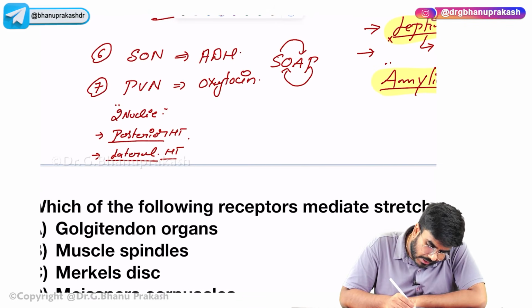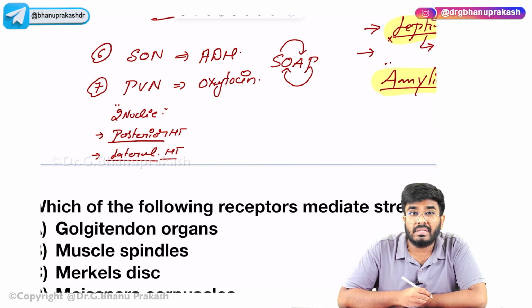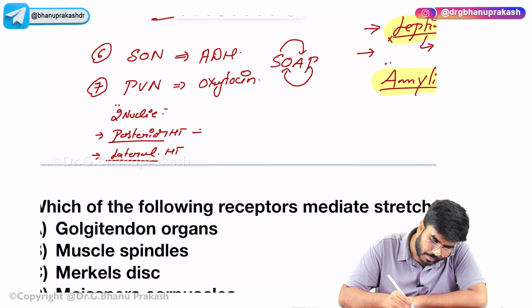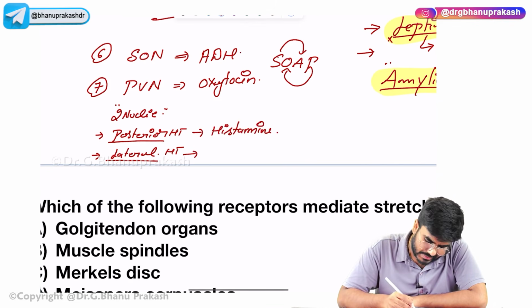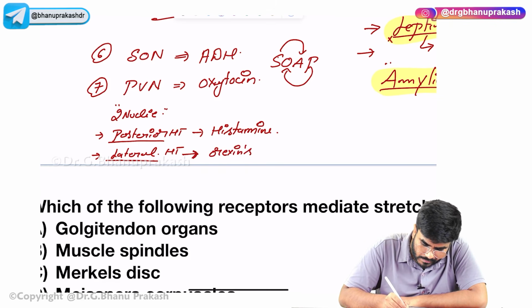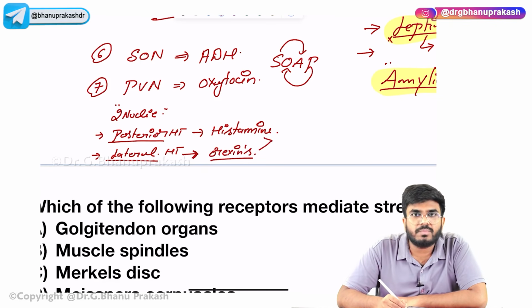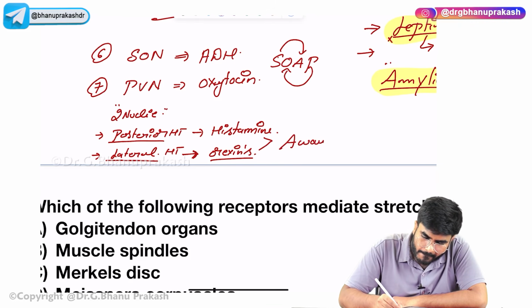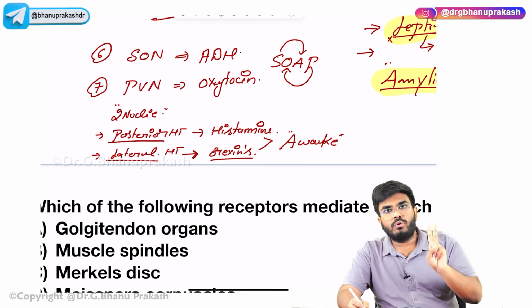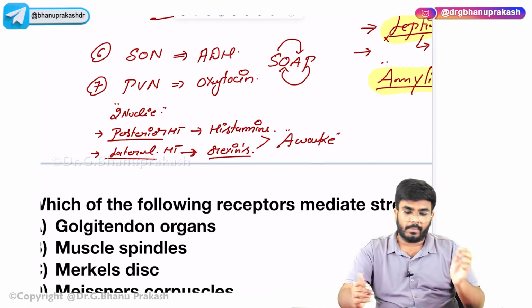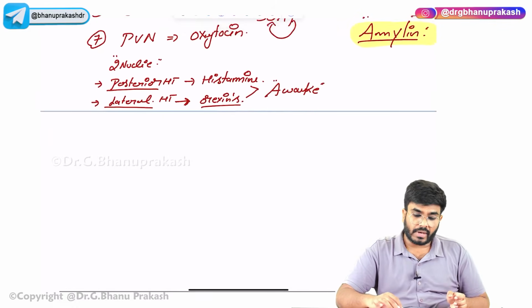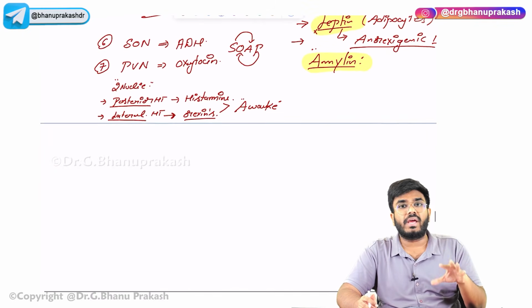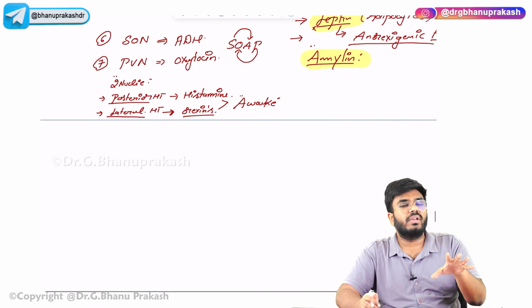Now, the posterior hypothalamic nucleus and lateral hypothalamic nucleus will keep you awake. The posterior hypothalamic nucleus produces a neurotransmitter called histamine. The lateral hypothalamic nucleus produces orexins. They are responsible for keeping you awake. So the two wakefulness centers are the posterior hypothalamus and lateral hypothalamus. Right now, you are listening to this lecture, so you are awake. There is production of histamine and orexins, the wakefulness neurotransmitters.